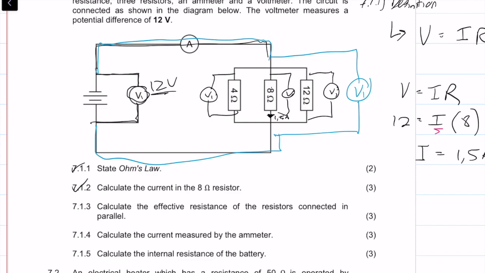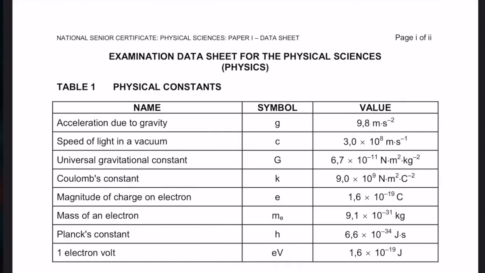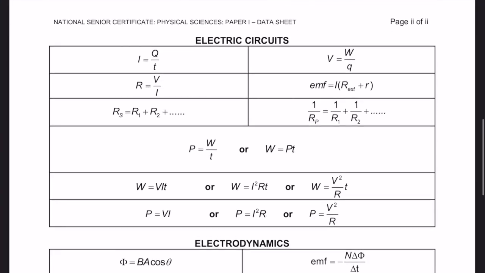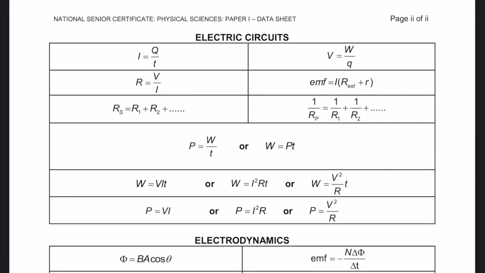Then it says calculate the effective resistance of the resistors connected in parallel. So we can say 7.1.3. I don't actually know if this is on the formula sheet. Let's see. Electric circuits. Yeah, it is. Third row, second column.